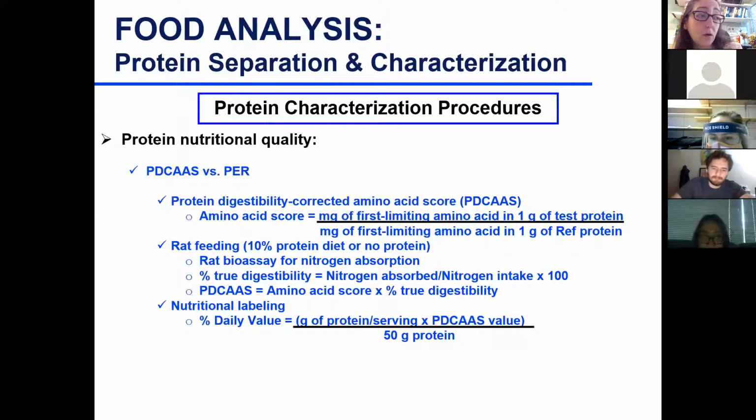100%. So if you have, let's say 10 grams to make the math easier, and you have a PDCAAS of 0.8, that means only 8 grams are available. So that would be 8 divided by 50 times 100, then you'll get your percent daily value.